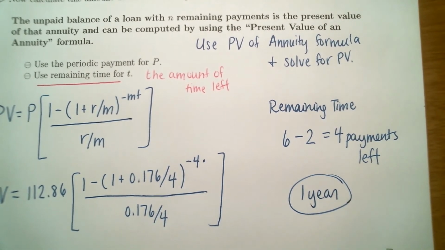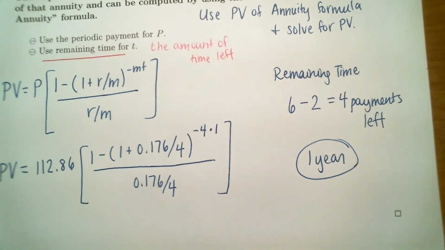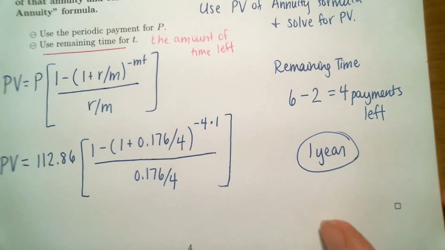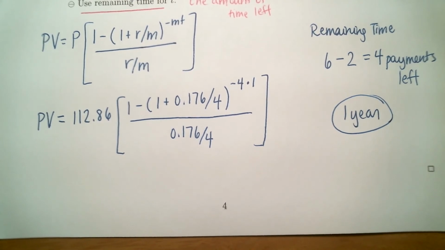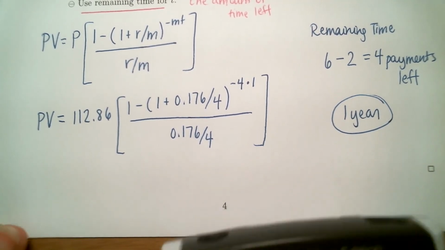Again, you can think of it: you've already made 2 payments, and they're quarterly payments. So 1 quarter is 3 months. If you've made 2 quarterly payments, that's a total of 6 months or half a year that has passed. And you're trying to pay this whole thing off in a year and a half. So 1 year is how much time is remaining on this loan. Remember, time has to go in as years. So we're going to use 1 for the year because you have 1 year left on the loan after making 2 payments. So we're going to plug and chug this into our calculator.